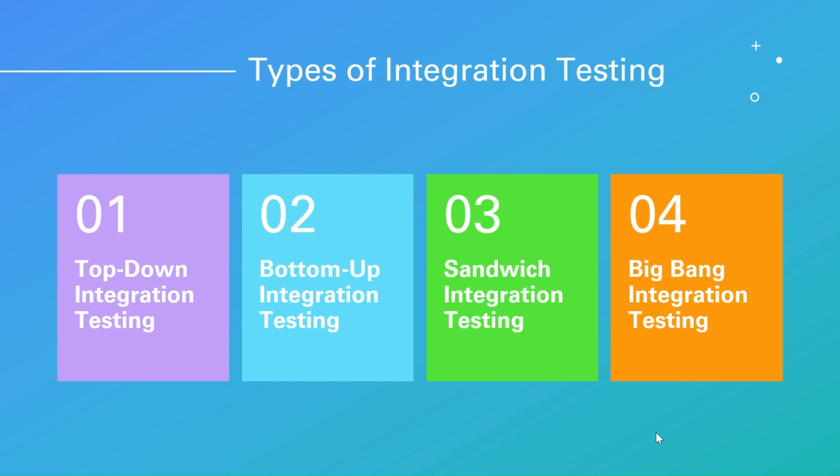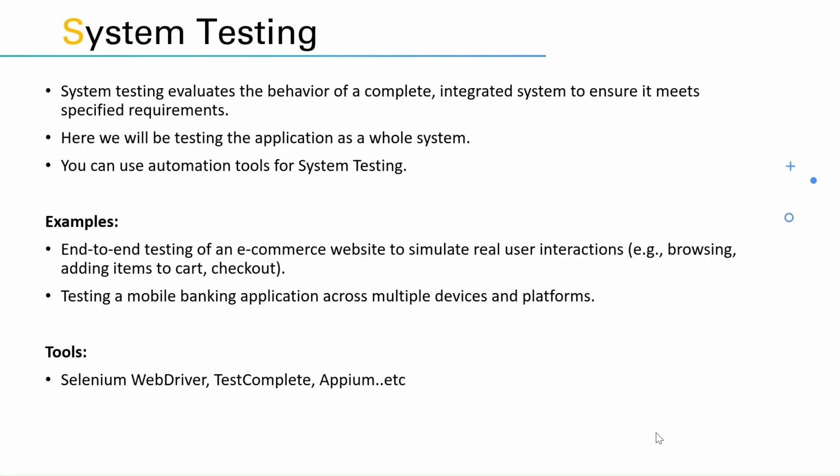Fourth one, big bang integration testing. It integrates all modules at once, forming the entire system, and then tests it as a whole. But the disadvantage is if issues arise during testing, it can be difficult to pinpoint their source, potentially leading to delays in fixing.